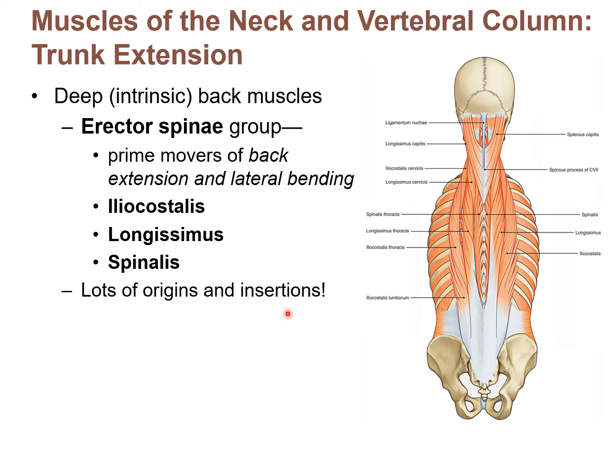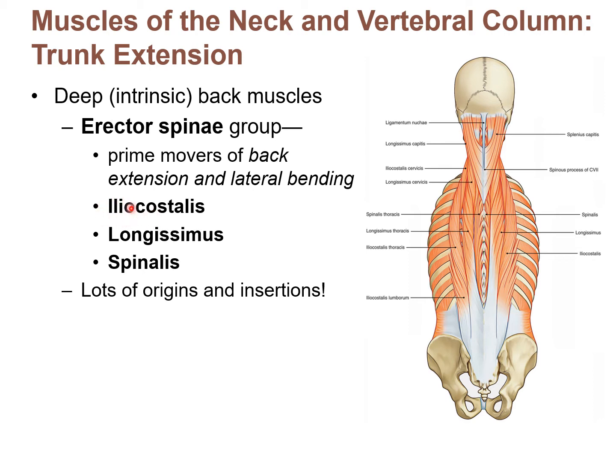And the major muscle that does that is the erector spinae group, which literally means a group of muscles to bring your spine upright. It's a group, so it's made up of a lot of muscles, and these are the three subcategories that you should be able to recognize as belonging to that erector spinae group.